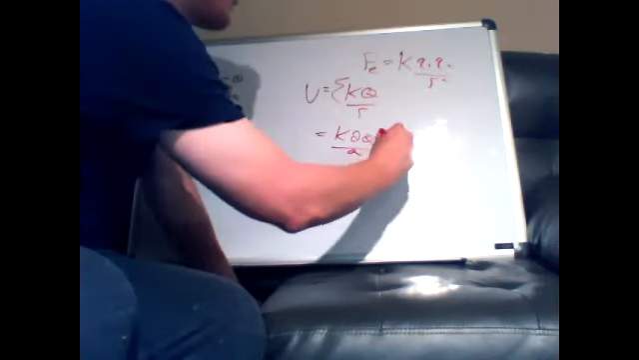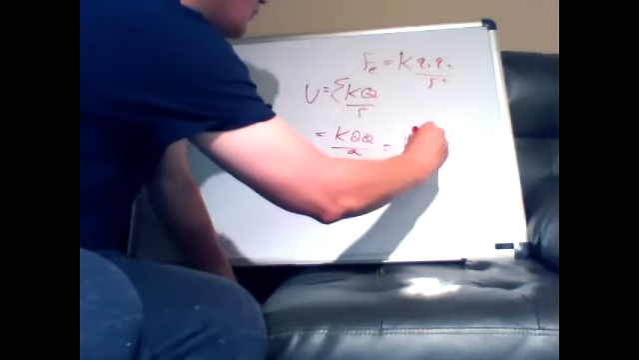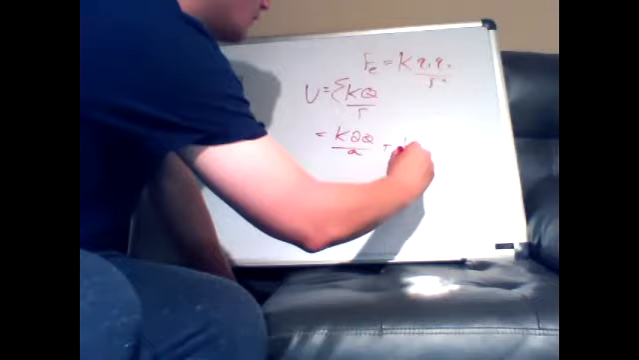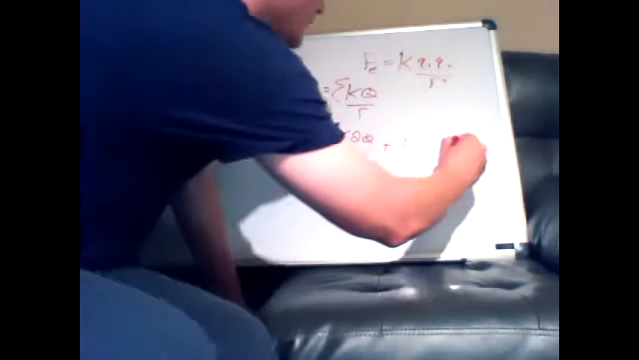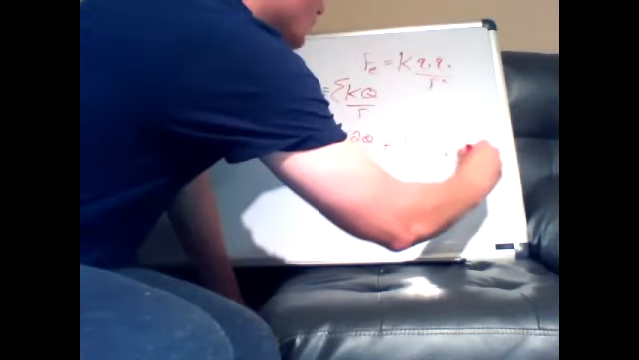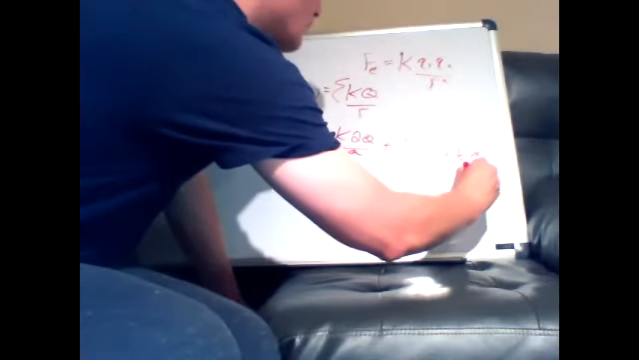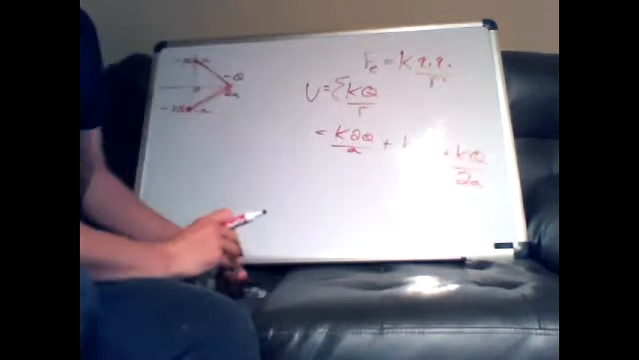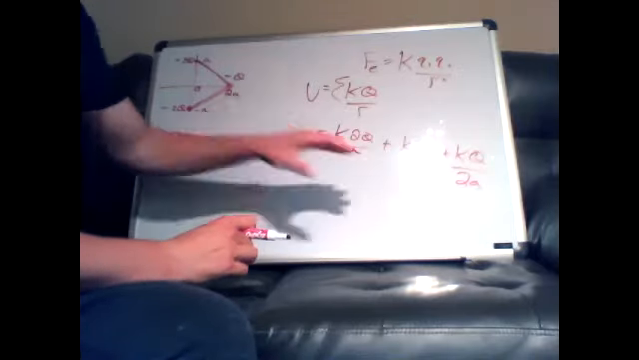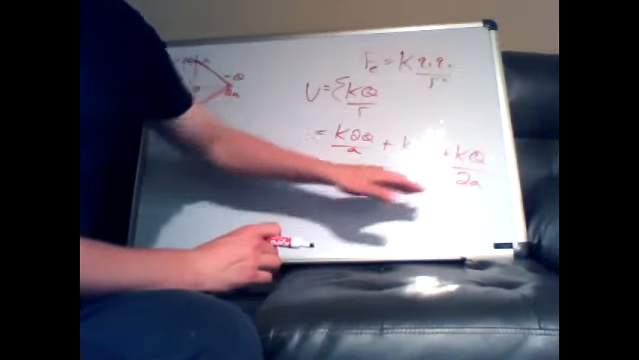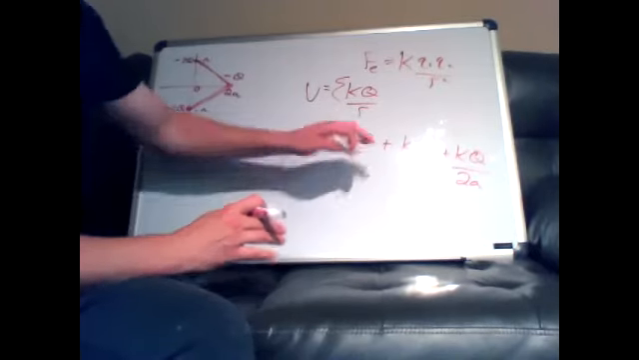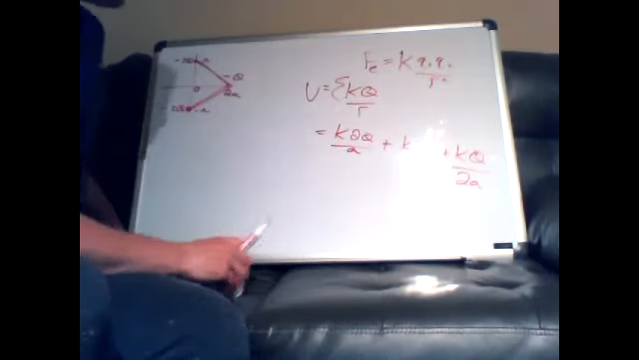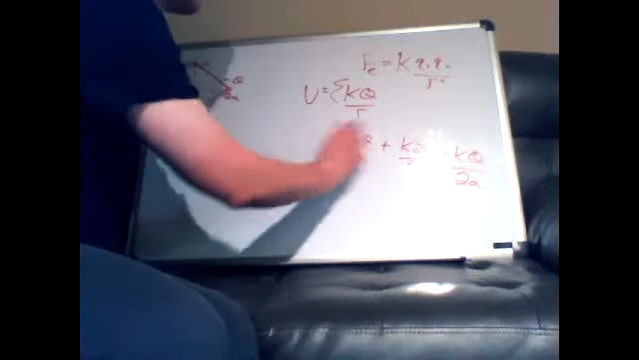And then we have plus k 2q over a. And then we have plus kq over 2a to represent this third charge over here on the x-axis. Now, all you have to do is get like denominators and add all these up, and whatever you get when you add those three up will be your answer. And that's our electric potential at the center.